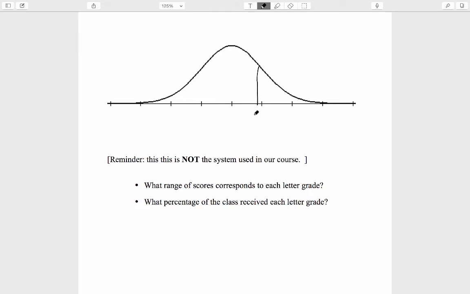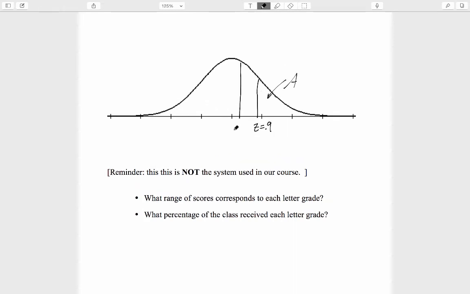Thus, the cutoff for an A is at z equals 0.9. Everything above that is an A. The cutoff for a B is at 0.25, so any score which is between 0.25 standard deviations above the mean and 0.9 standard deviations above the mean receives a B. Then we are told that anything between 0.75 standard deviations below the mean and 1.5 standard deviations below the mean receives a D. Anything beyond 1.5 standard deviations below the mean receives an F, and anything that remains receives a C.